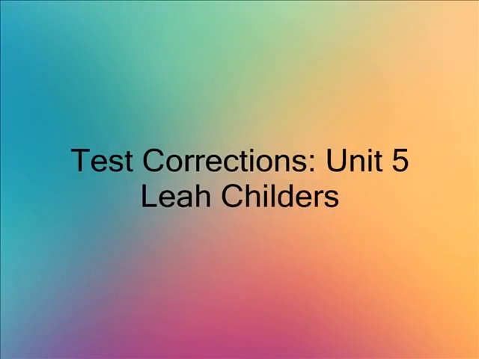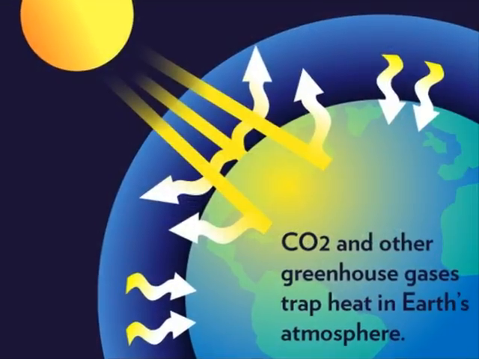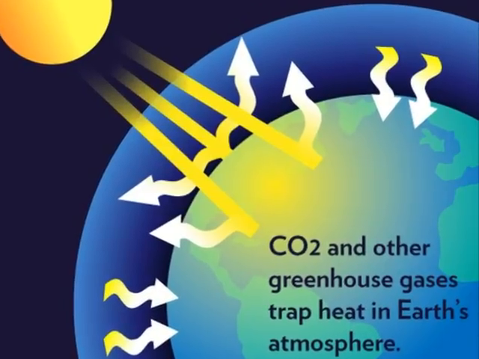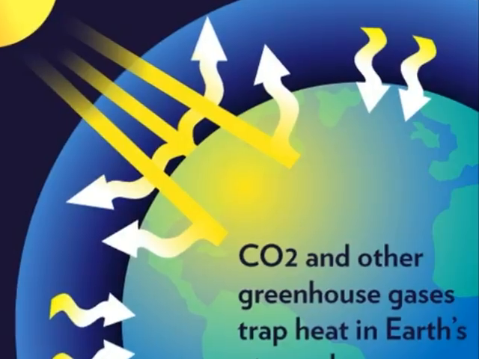Alright, so these are my test corrections for the Unit 5 AP Environmental Science test. The first question that I missed was question 2, and it was about greenhouse gases, and it said, which is not a greenhouse gas? The correct answer is C, oxygen, because oxygen is vital to everything on Earth. That is not a greenhouse gas. In this diagram, it shows what greenhouse gases look like and global warming looks like.